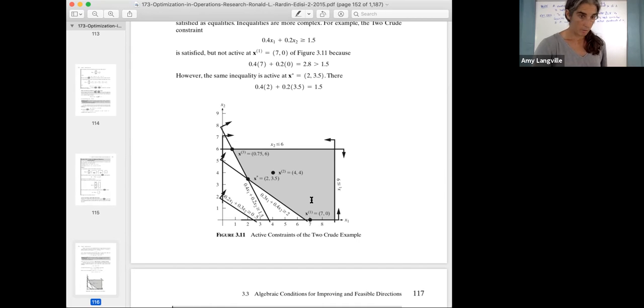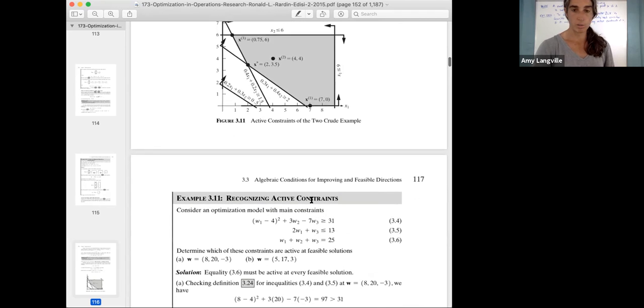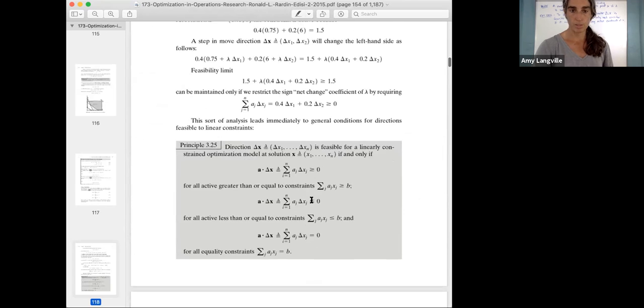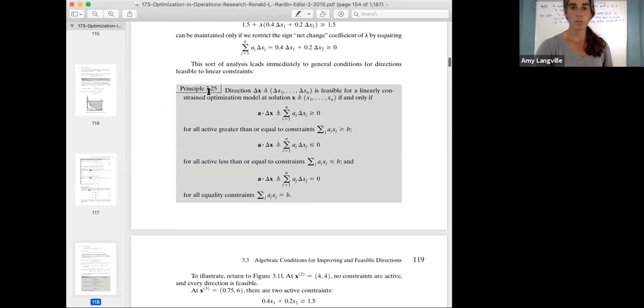Okay, let's stay with the book for a moment. Let's go to box 325, page 118. Couple more pages. Okay, so this box here, 325. This is a key box for us. It looks kind of messy, but we're going to see that it's not that bad.